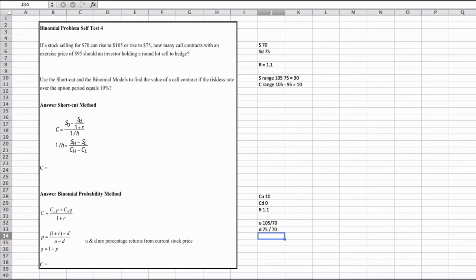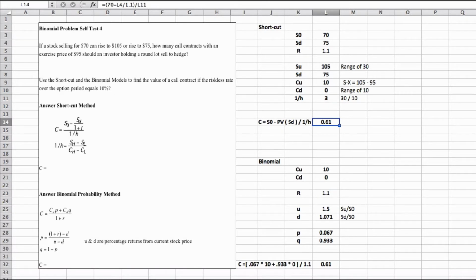taking a look, and you'll see here are the inputs, the shortcut method, your range of call motion. Basically, the stock price moves 3 times as much as the call can move, so you need 3 calls as an offset to stock volatility, and a price of 61 cents.